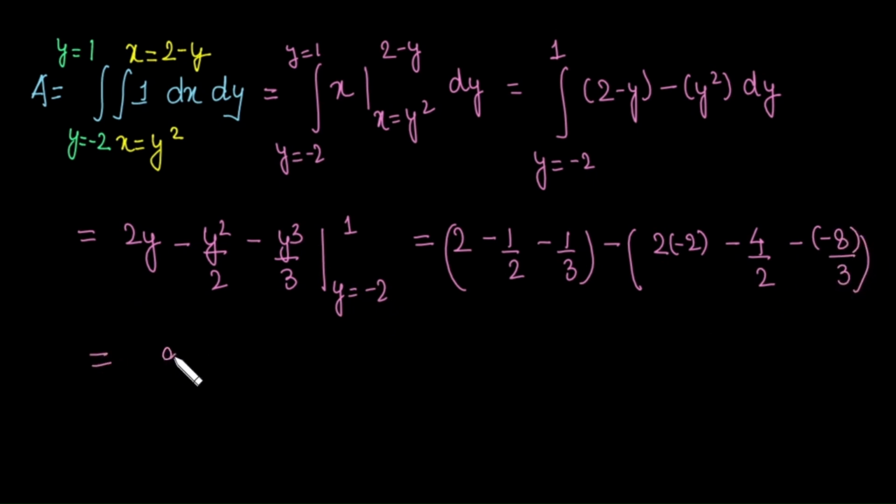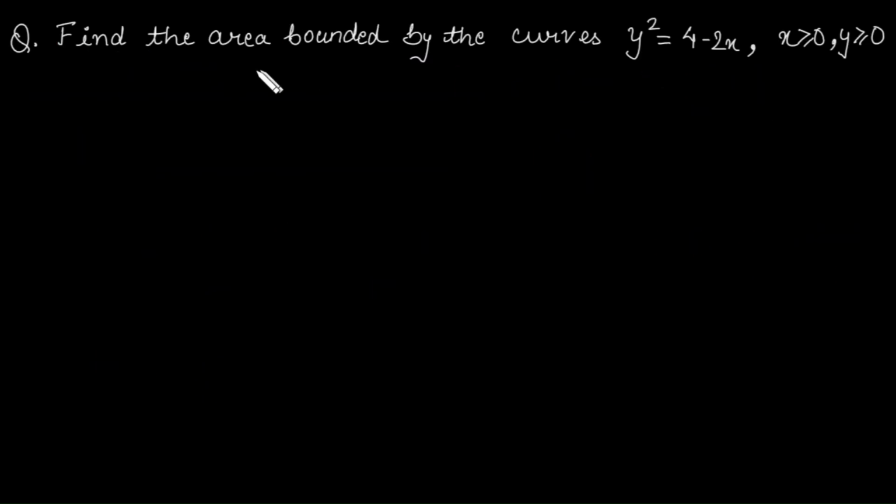Simplify this, you will get an answer as 9 by 2. Next question is, find the area bounded by this curve where x is greater than or equal to 0 and y is greater than or equal to 0. So for that, first we have taken the xy plane. This is the x-axis and this is the y-axis.